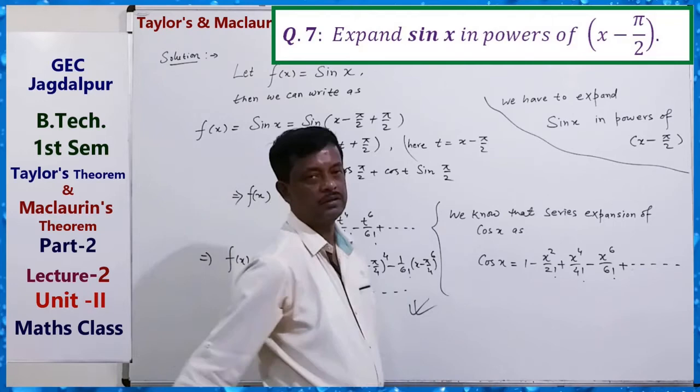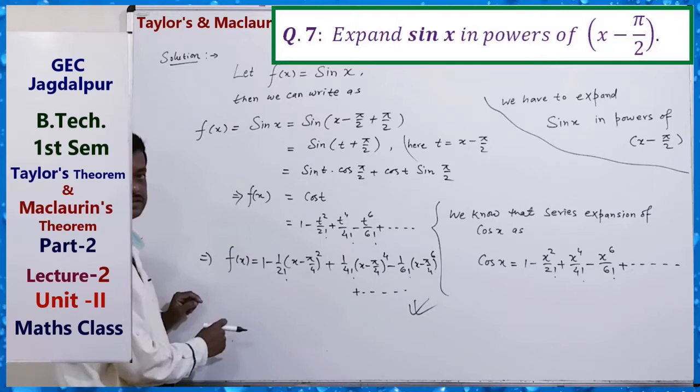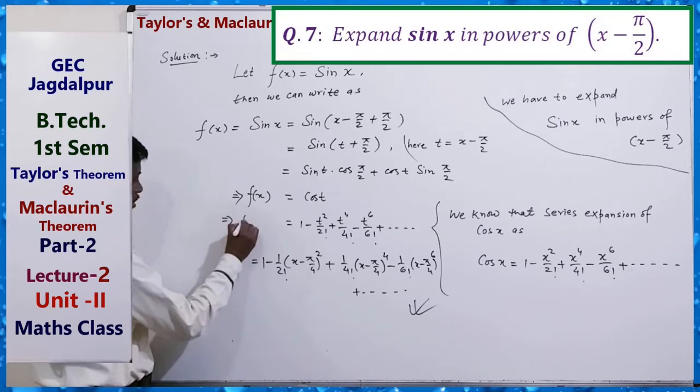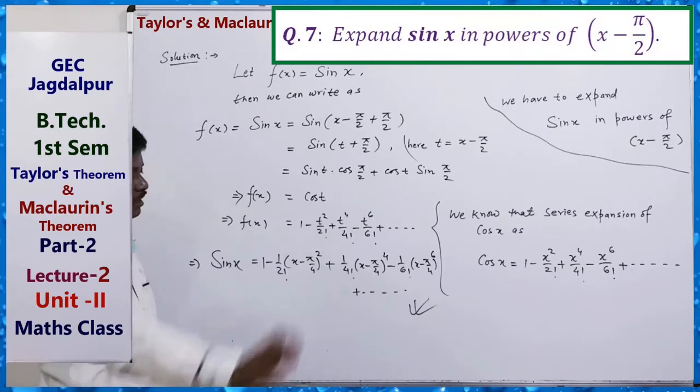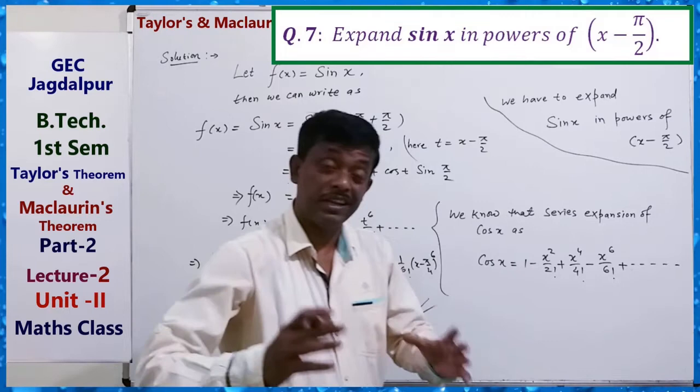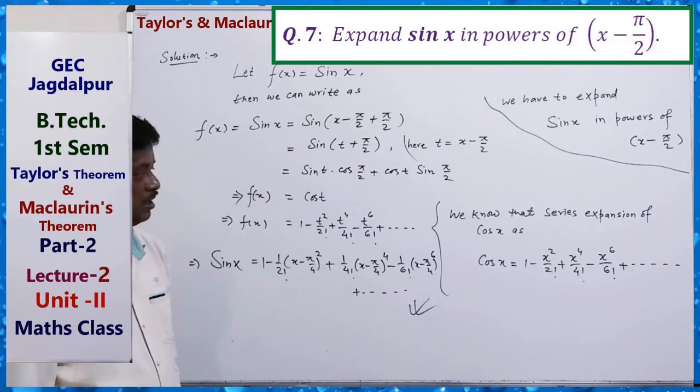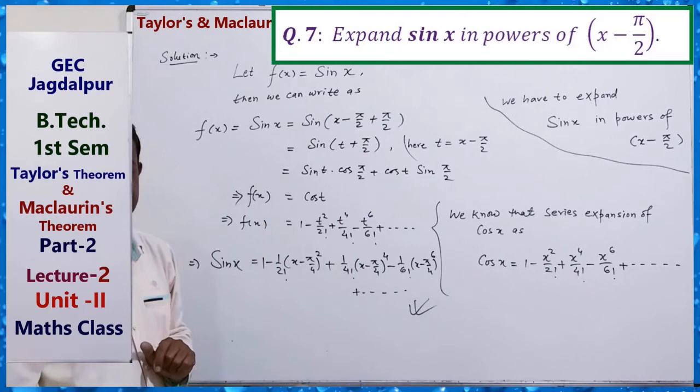So this is the expansion of sin x. This f(x) means sin x, so sin x can be written like this. This is the series expansion. You can get this result by the Taylor expansion formula and also by using well-known series expansions of elementary functions. So both methods can be used.